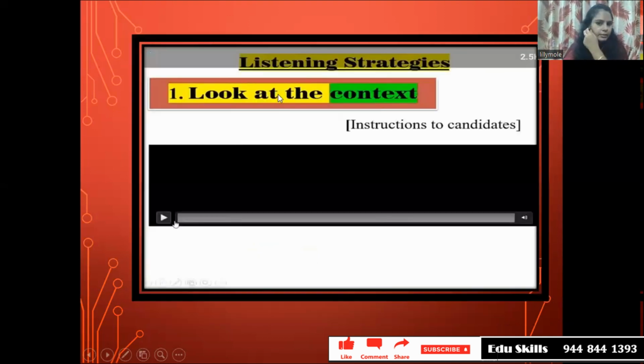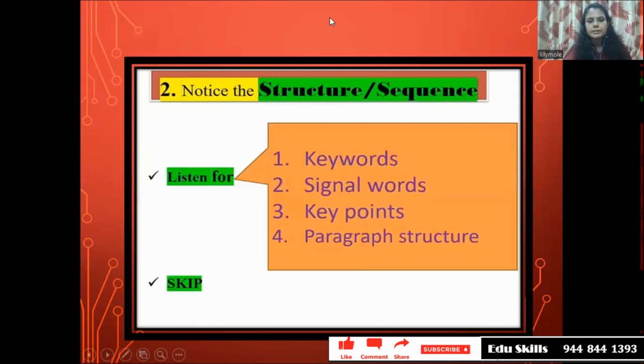So when the listening starts, look at the context. Context means the introduction. In the introduction they will tell what topic they are talking about. In the beginning itself they will tell what the topic is. That is the context. Then the structure: notice the structure or sequence.